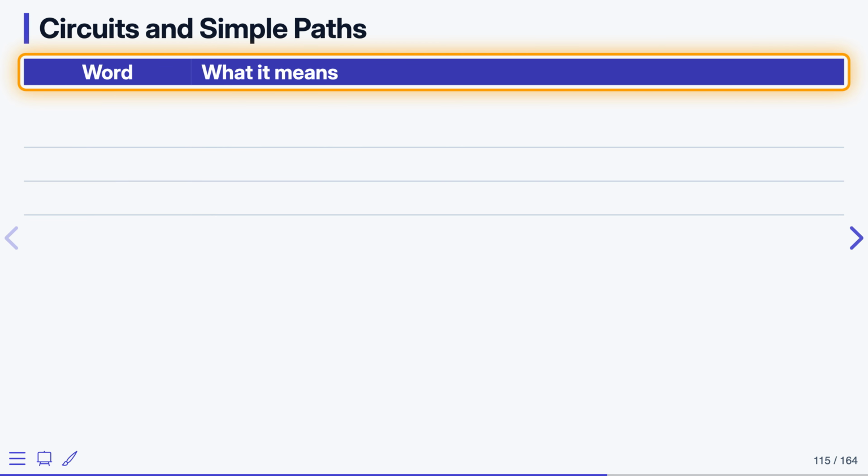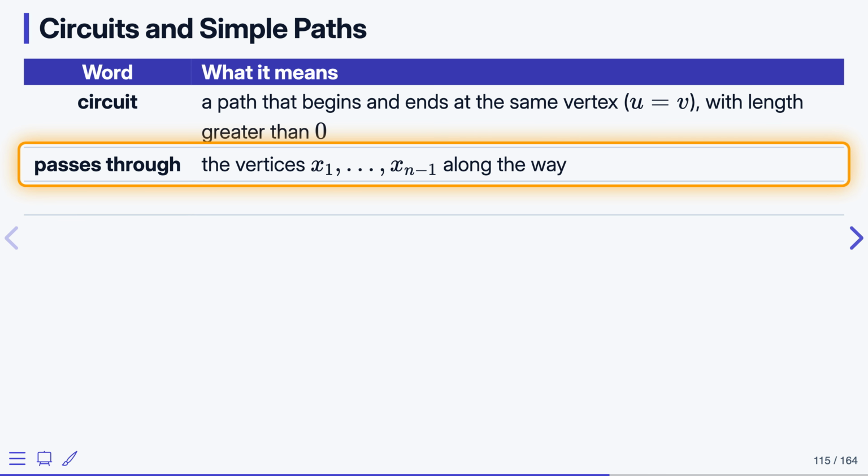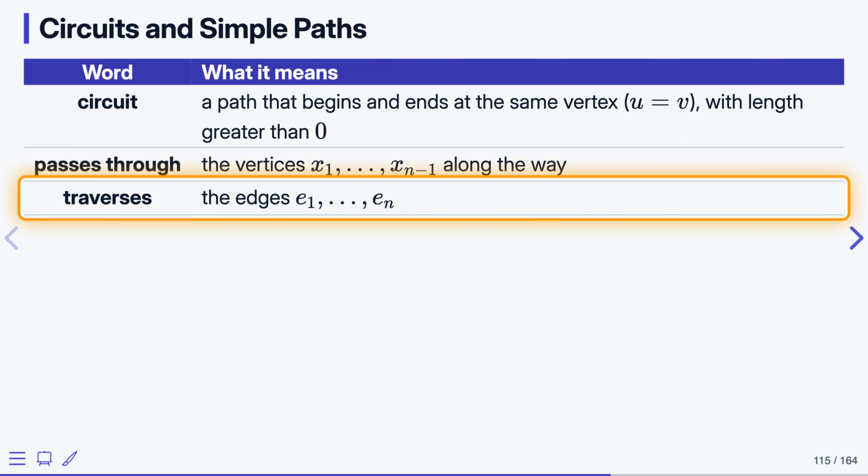4 words to learn, and we will use all 4. First, circuit. A path is a circuit if it starts and ends at the same vertex, and its length is more than 0. So a circuit is a closed walk. Second, we say a path passes through its middle vertices. Third, we say it traverses its edges.